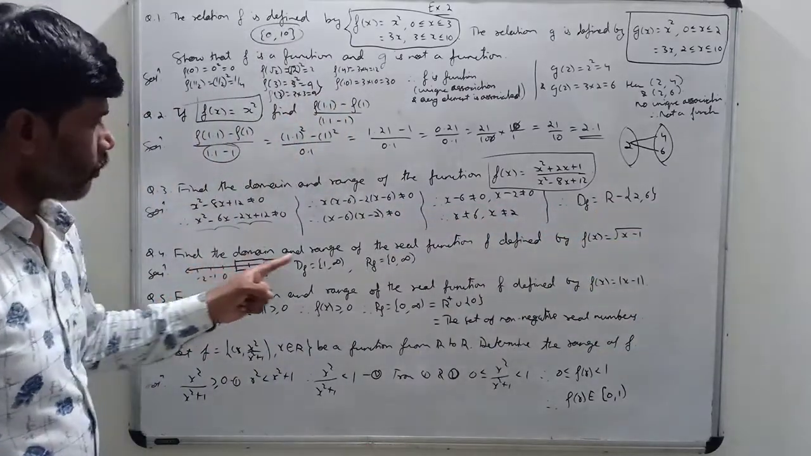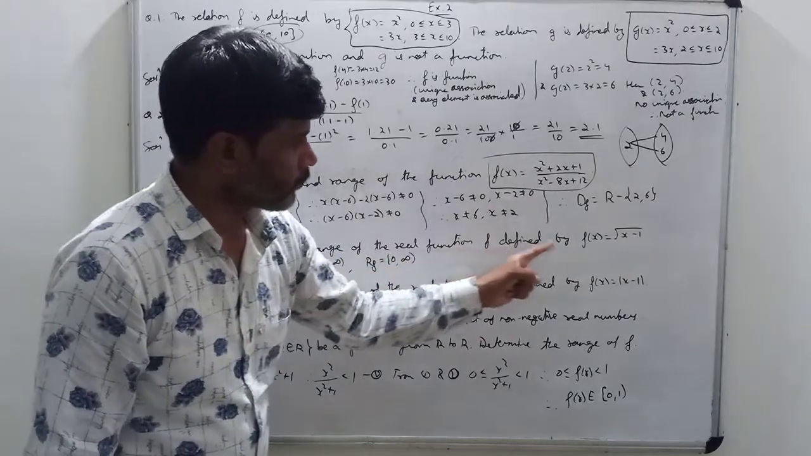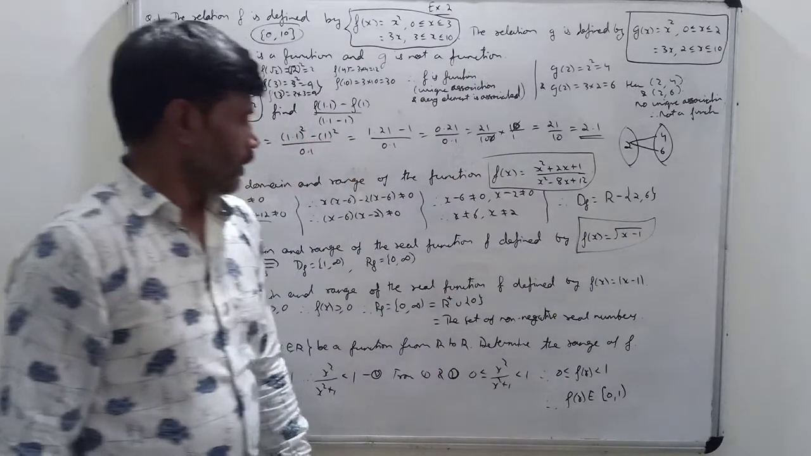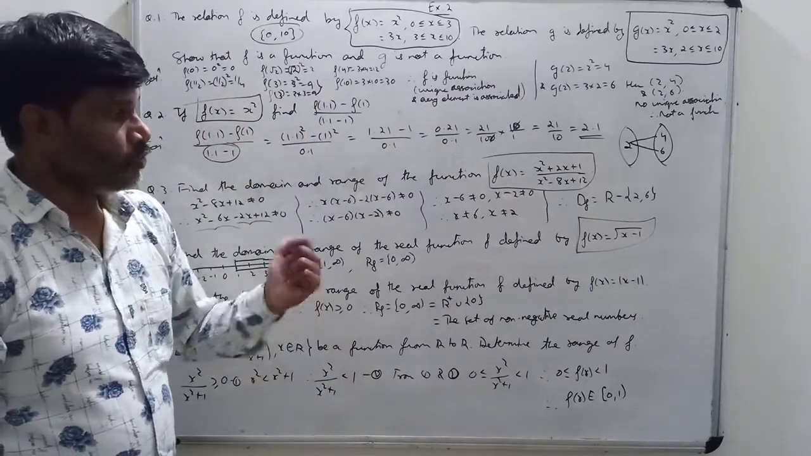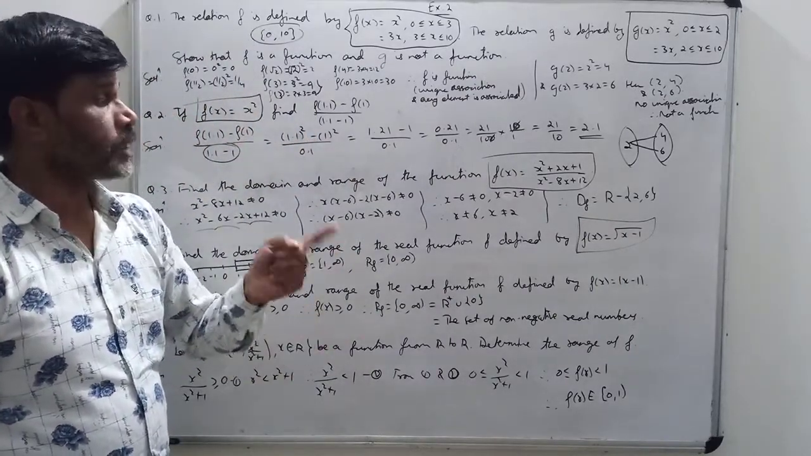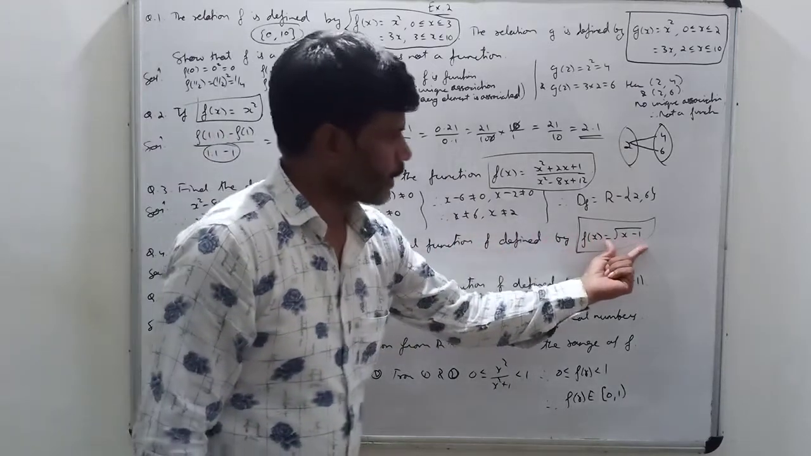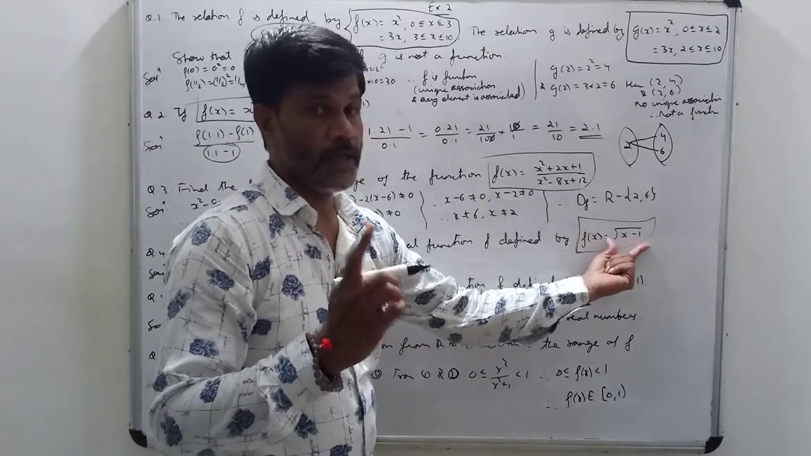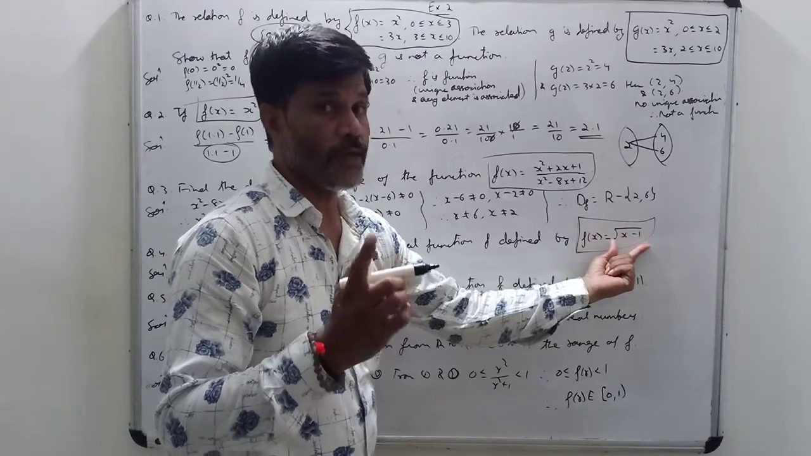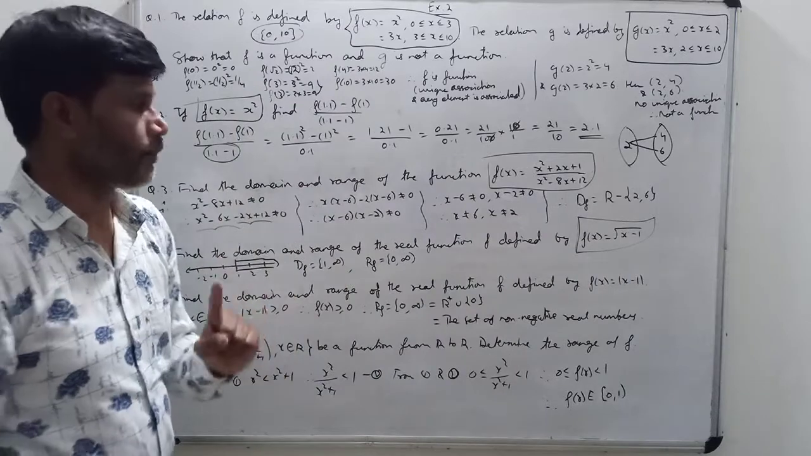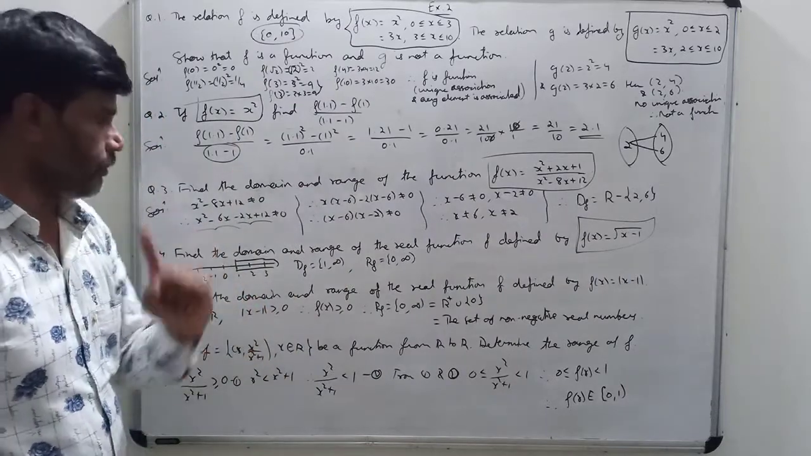Okay, find the domain and range of the real function f defined by f(x) = root of (x − 1). Now, real function means what? A function whose domain and codomain are subsets of which one? Real numbers. Okay, so root of x − 1. Now for real numbers, square root of which kind of real number is defined? Positive. The square root of a positive real number is only defined. The square root of a negative real number is not defined.